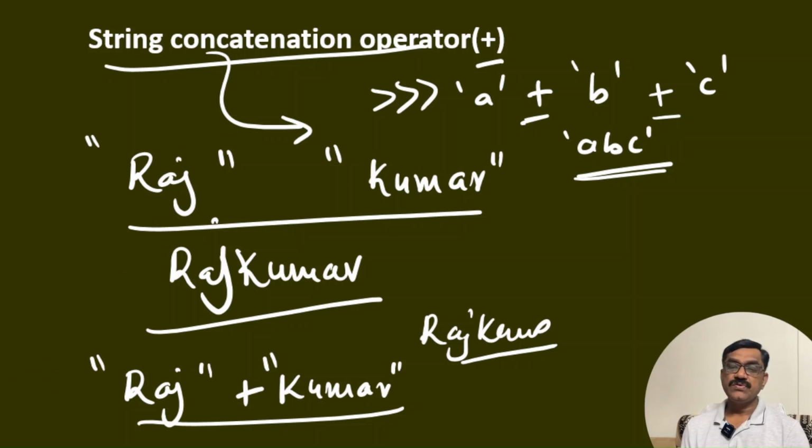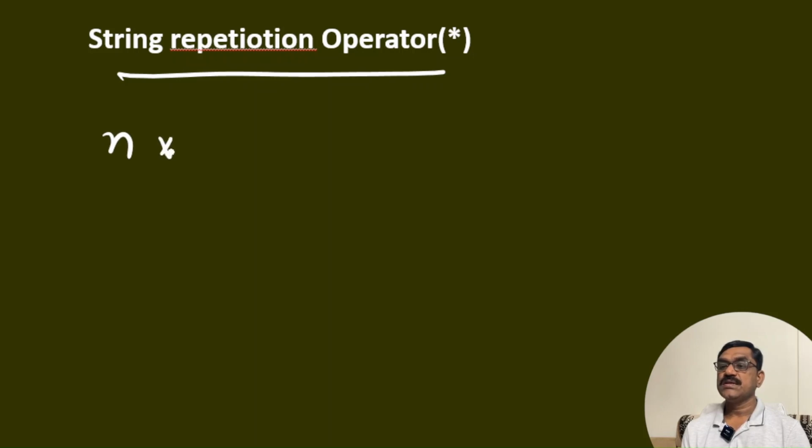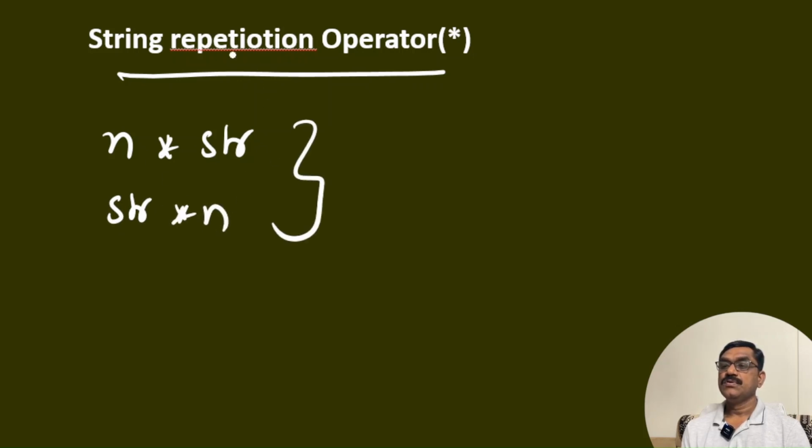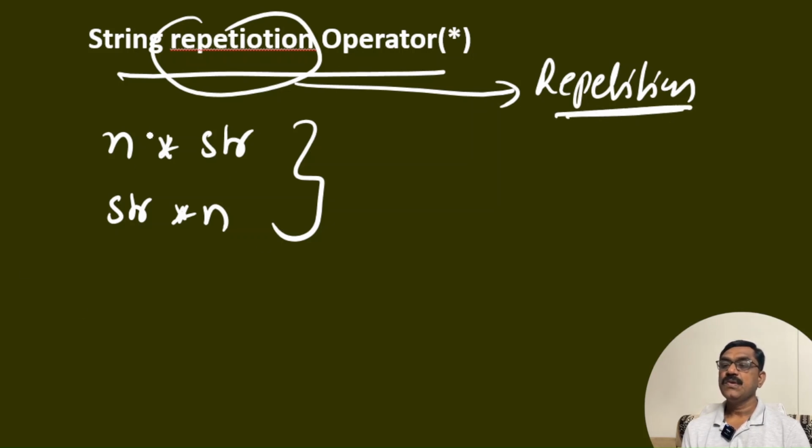After this, we are going to see the string repetition operator star. What does it mean? The syntax of string repetition operator is like this. It is going to take the syntax like this: n star string, or we can say string star n. So here the spelling is repetition, there is a mistake in the spelling. Please try to understand this repetition. N star string or string into n.